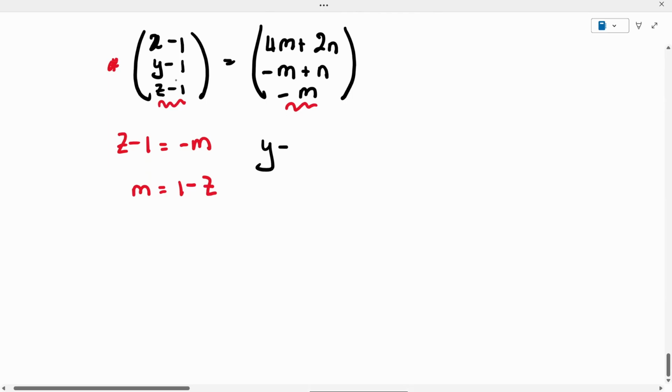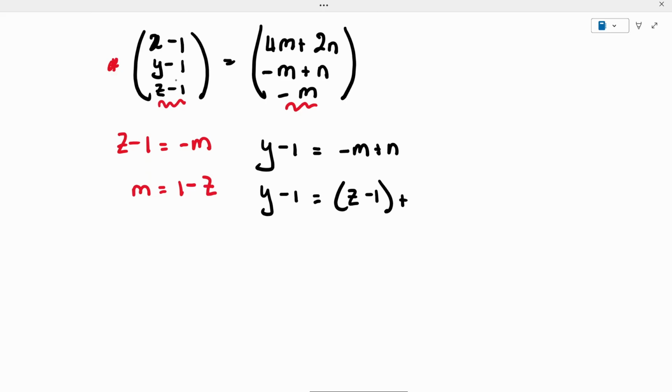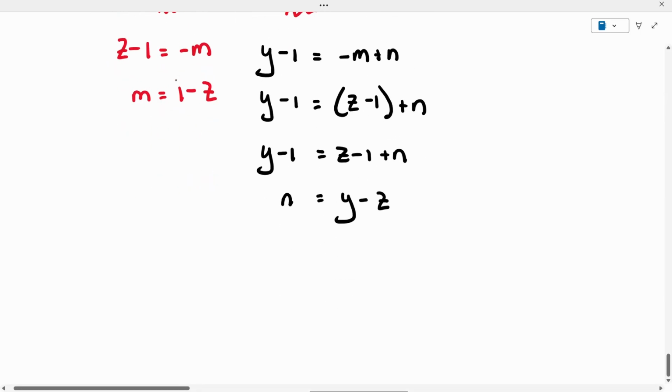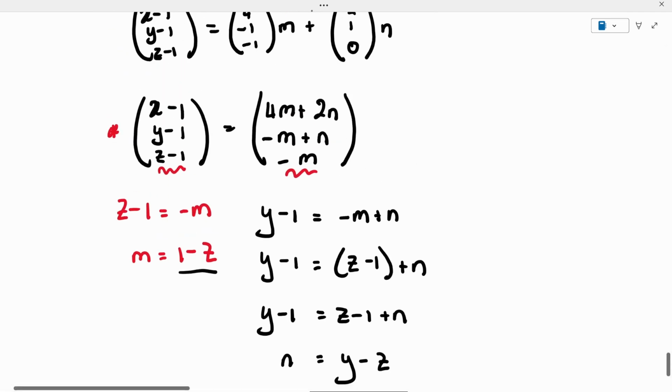So I have y minus 1 is equal to minus m plus n. But what is minus m? y minus 1 is z minus 1 plus n. So y minus 1 is z minus 1 plus n. So n is y minus z minus 1 plus 1 is 0. Right? So y minus z. So now I have m and n in terms of y and z. So I could put that in this first equation now.